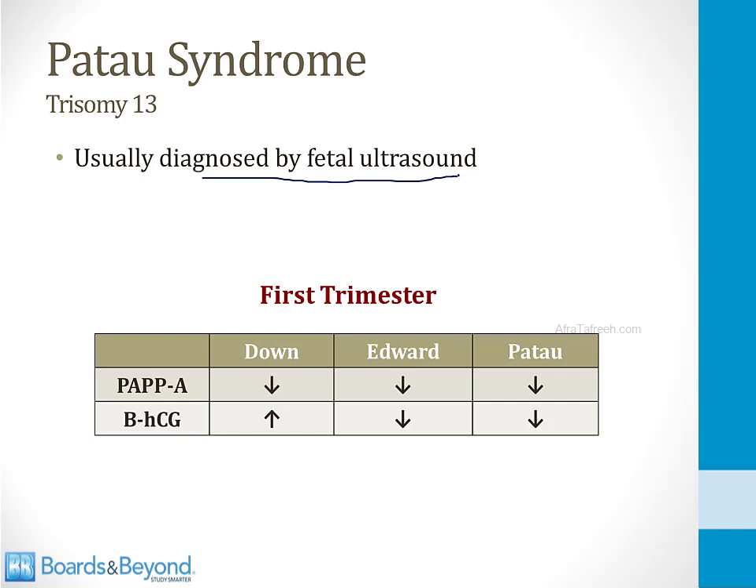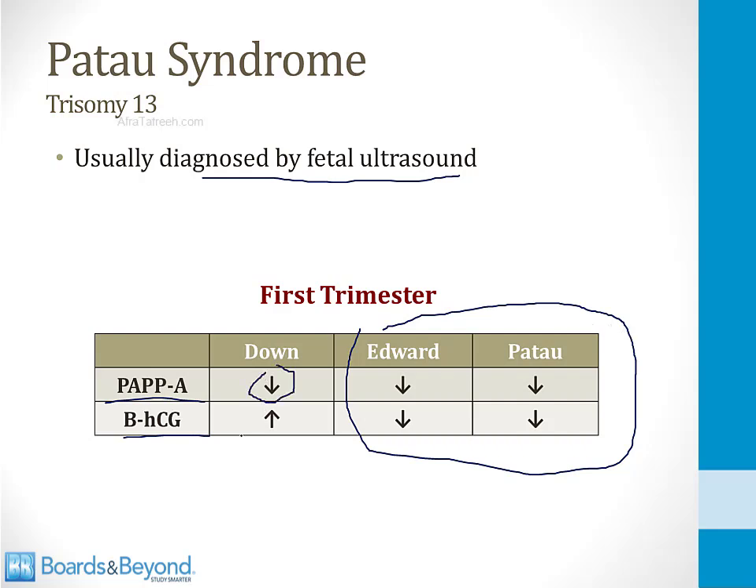If first trimester maternal serum screening is done, the results will be abnormal in a similar manner to the way they are abnormal in Edwards syndrome. Both Edwards syndrome and Patau syndrome give levels in the maternal serum of PAPP-A and beta-HCG in the first trimester that are lower than normal. This is in contrast to Down syndrome, where the PAPP-A level can be lower than normal, but the beta-HCG level is higher than normal. And that concludes our video on trisomies.